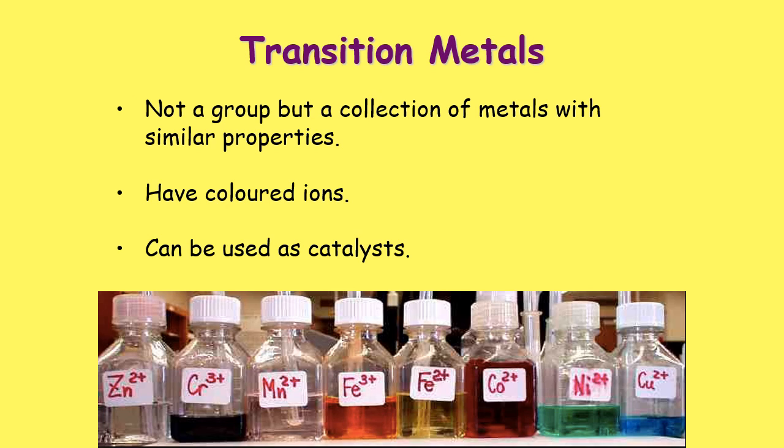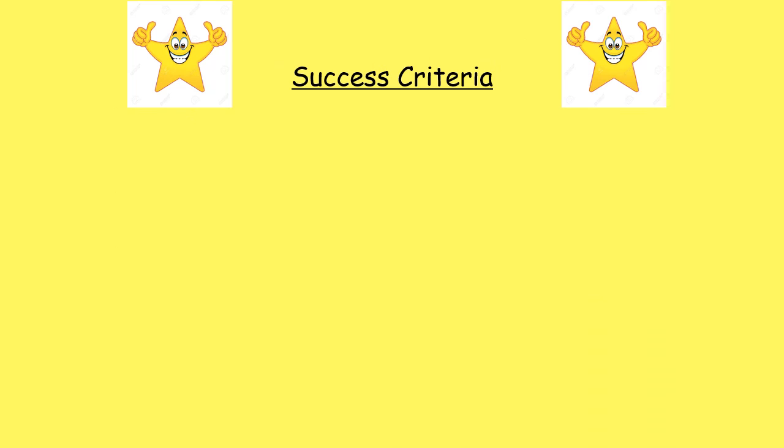Now, transition metals are not one group, there are lots of different groups. As metals, they can be used to make a lot of useful things, but if they form ions, which we'll learn about in another lesson, they form multicolored ions, and you can see them at the bottom. And they're also used as catalysts, and a catalyst is something which makes a reaction go faster, but you can get it back at the end. So they're really good catalysts, and they're really important to be used as catalysts.